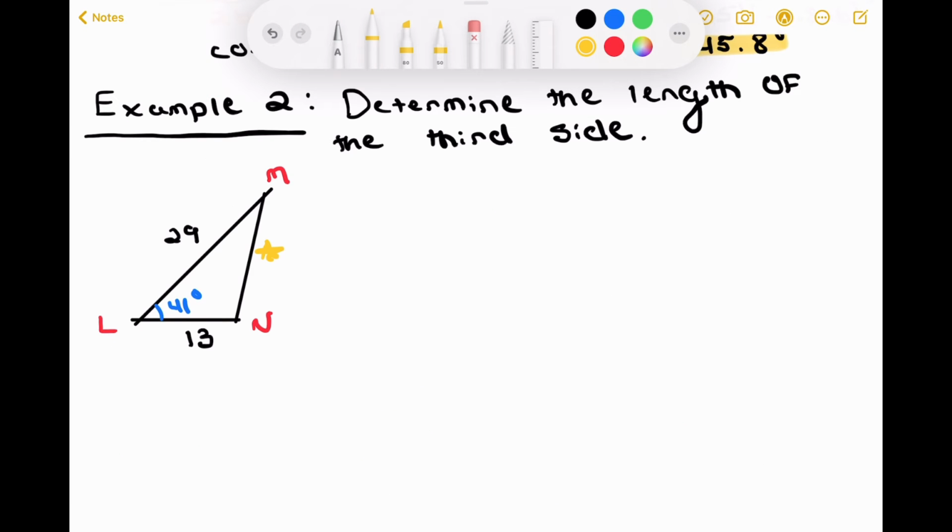Okay, so we're going to work on example 2. Example 2 says determine the length of the third side.